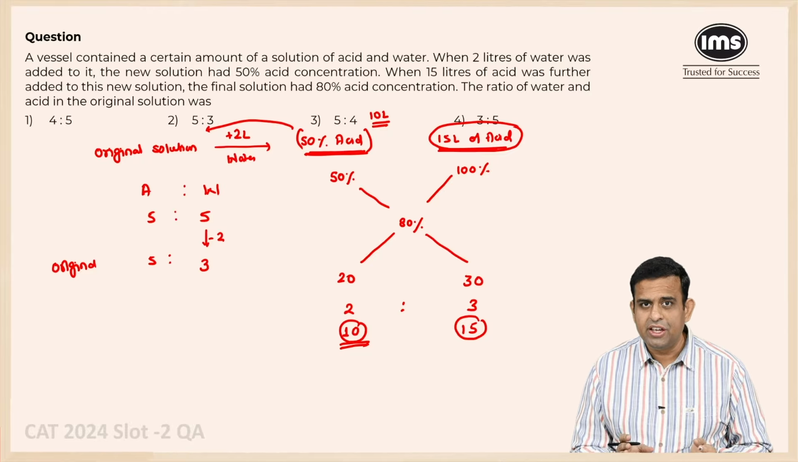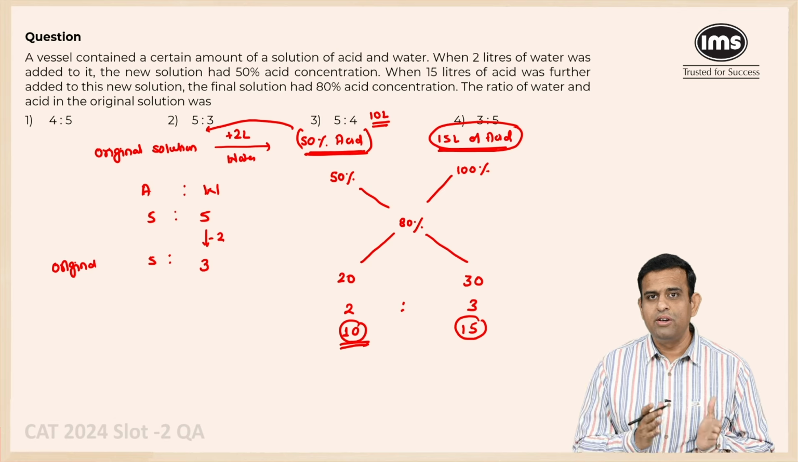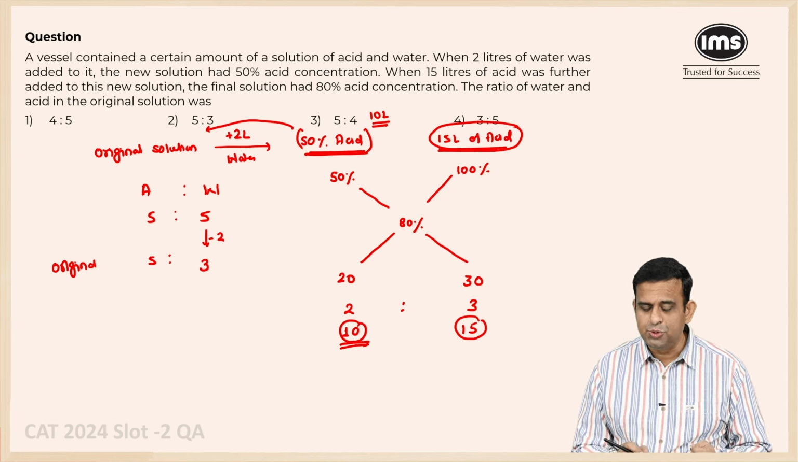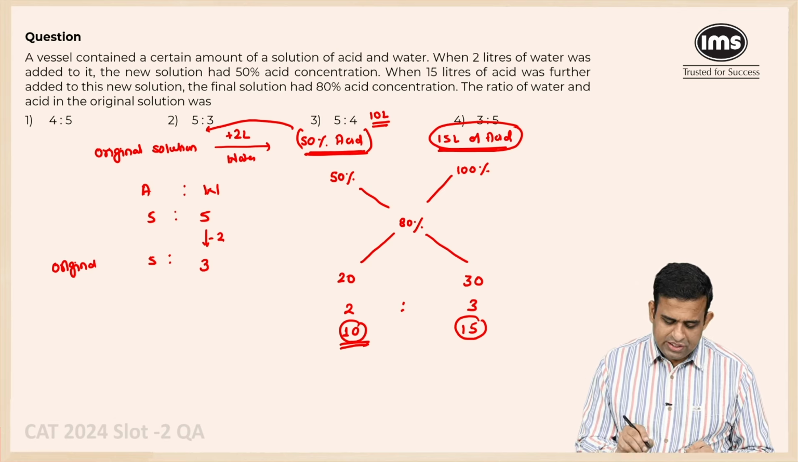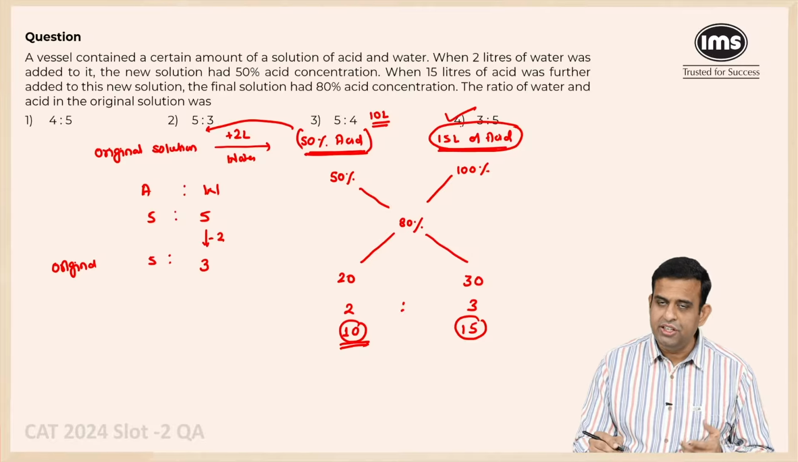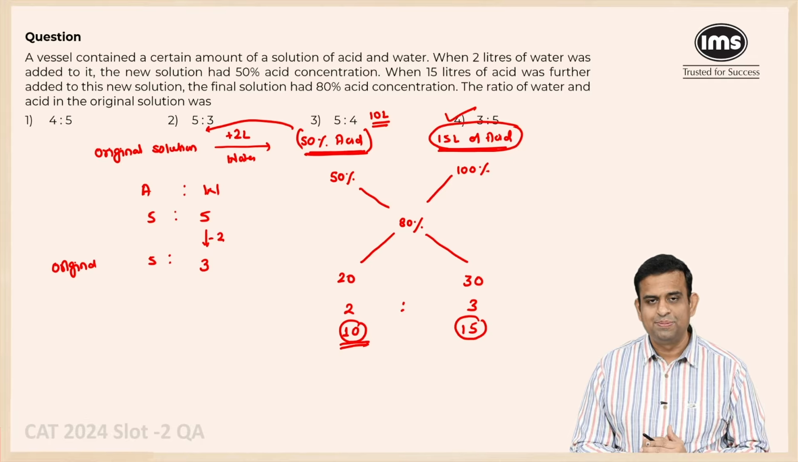Again, please be very careful. Since they ask you for water is to acid, it has to be 3 is to 5. And hence one can say that option number 4 is the required answer for this particular sum.